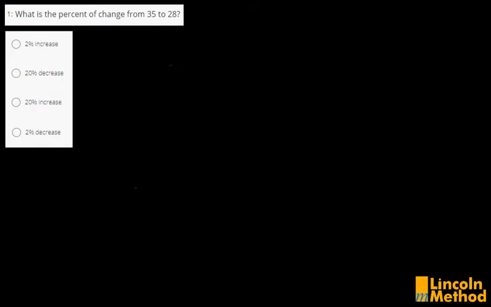What is the percent of change from 35 to 28? So we're talking about percent of change, or we can also call it percentage change. Let me write it down here. Percentage change. And as this suggests, we're talking about the change or the difference between these two numbers as a percentage.